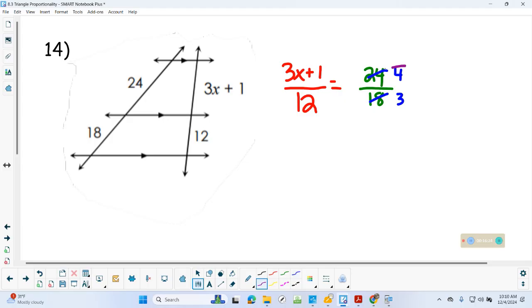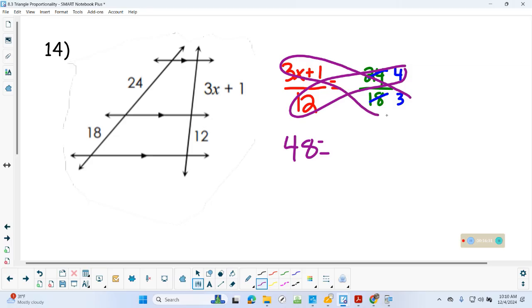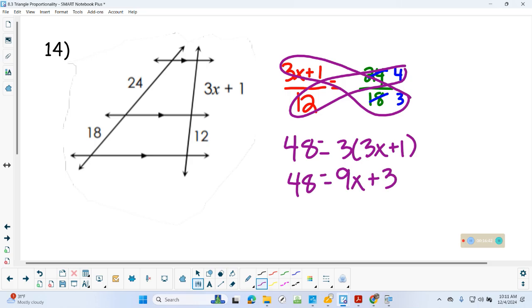All right, cross products. I can do this diagonal in my head, 4 times 12. I'm going to take 3 through 3x plus 1. A little distributing over here on the right, 3 times 3, 3 times 1. I'm going to subtract 3 over. You guys already probably have an answer and are putting your notes away. X is 5. I'm more than happy to do 15. Do you need me to do 15? Okay, that's okay.